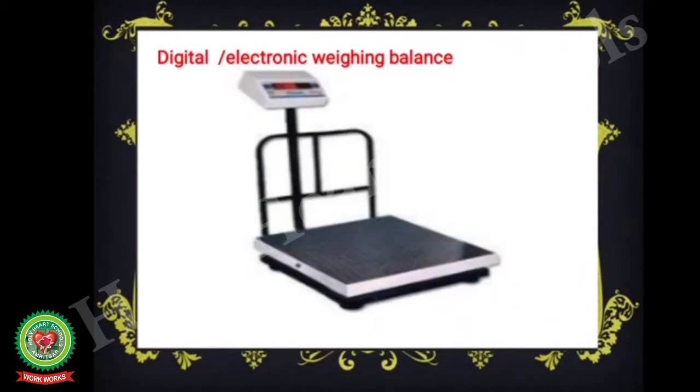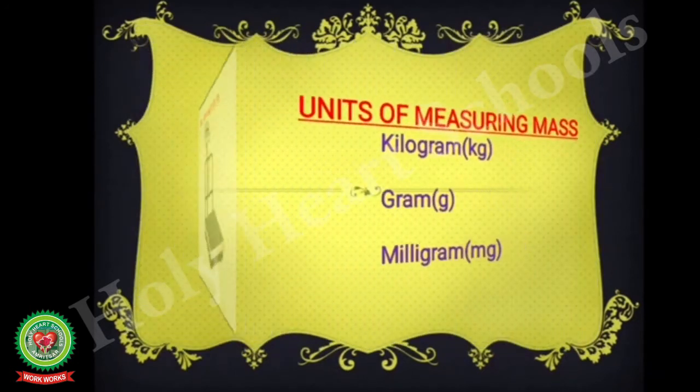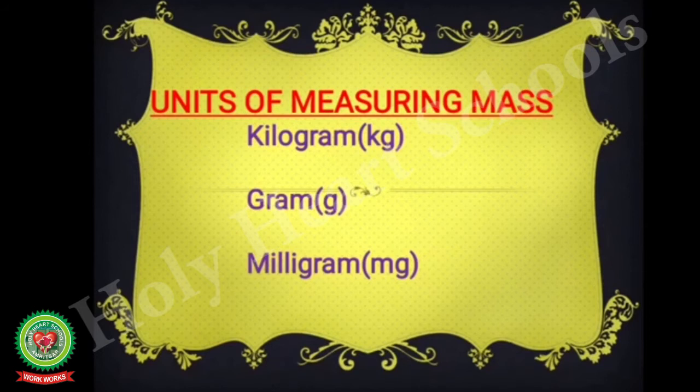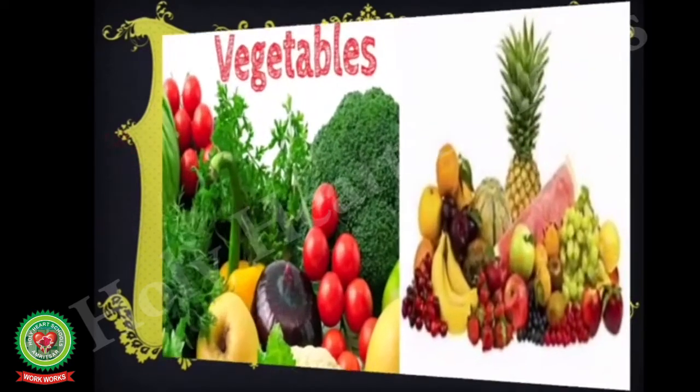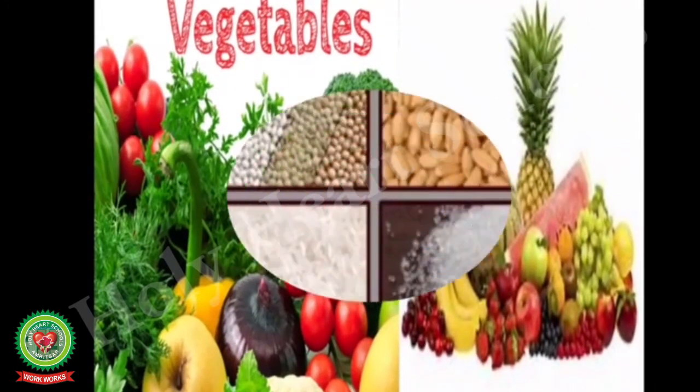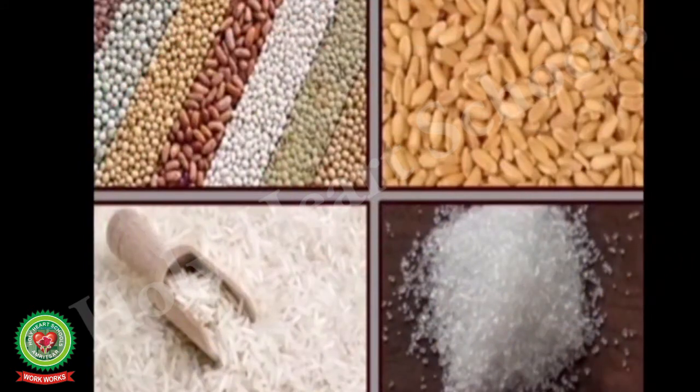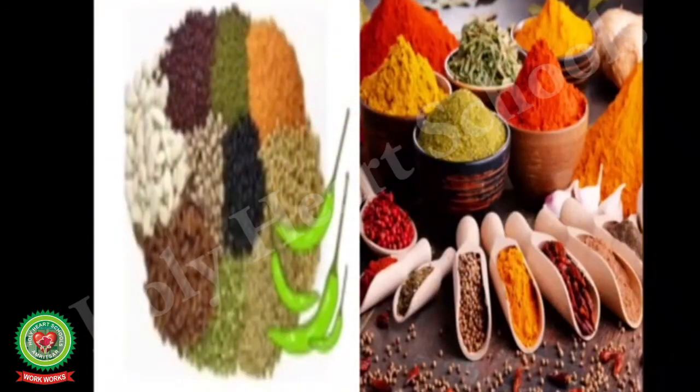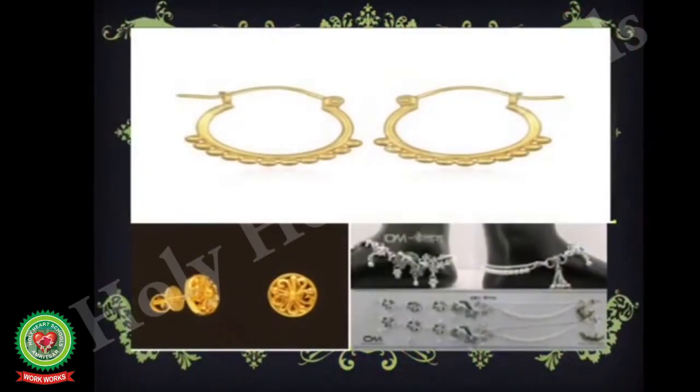Children, do you know what are the units of measuring mass? Units of measuring mass are kilogram, gram and milligram. Students, we buy vegetables, fruits, pulses, grains, rice and sugar in kilogram and spices in gram. Moreover, the things which are made of gold and silver, we buy them in gram or milligram.